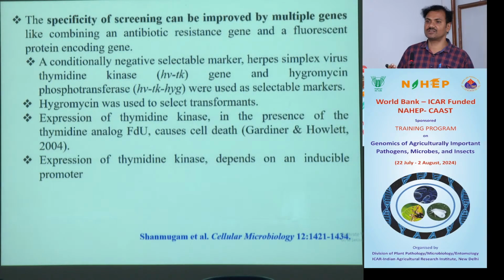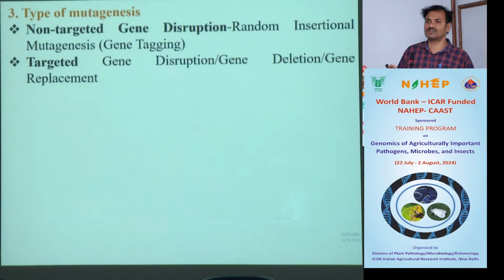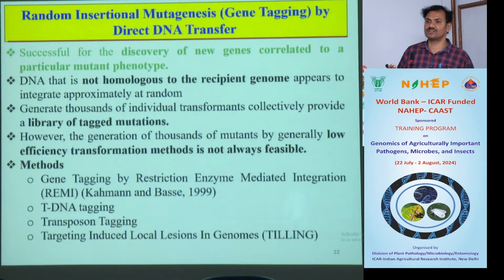Now, in some cases we have a combination of these, like a visual marker, GFP, plus hygromycin. So there can be combinations also, and depending upon our work and our interest, we can select the marker genes. And the types of mutagenesis are the random mutagenesis technique and the targeted mutagenesis, which I already told.